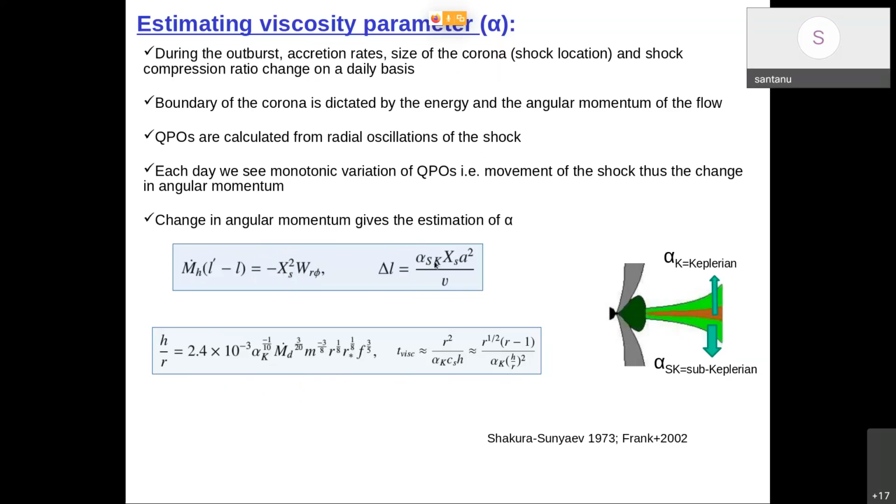Alpha_SK is basically the viscosity parameter for the sub-Keplerian flow. Also we can estimate the Keplerian viscosity using this relation. So I am not going into details of these equations, but these mainly depend on the mass accretion rates and the radial distance of the disk.